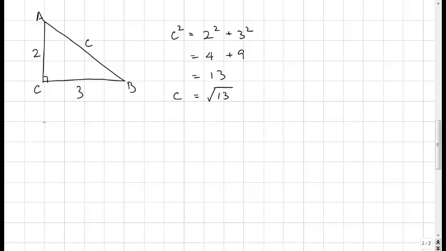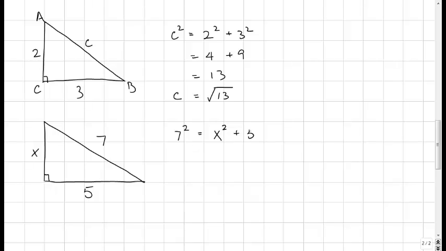Let's try another one, this time where we're missing a leg. So if we have a right triangle with a hypotenuse of 7 and one leg of 5, this time I'm not going to label it as ABC. I'm going to label the missing leg as x. So once again, it's important to write out the Pythagorean theorem. I usually like to write it out exactly the same way every single time. So the square of the hypotenuse, in this case 7 squared, is equal to the sum of the squares of the other two sides, or the two legs. And so I end up with 7 squared is equal to x squared plus 5 squared.